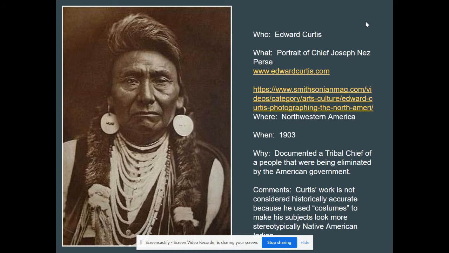Edward Curtis. Edward Curtis was sponsored by J.P. Morgan, who's a very famous bank, and he was given a large sum of money to document the Native American peoples that were basically being forced off their land by these new immigrants that are flooding the United States at that point in time. So what he did is he created this amazing body of work with over 10,000 photographs of Native Americans.